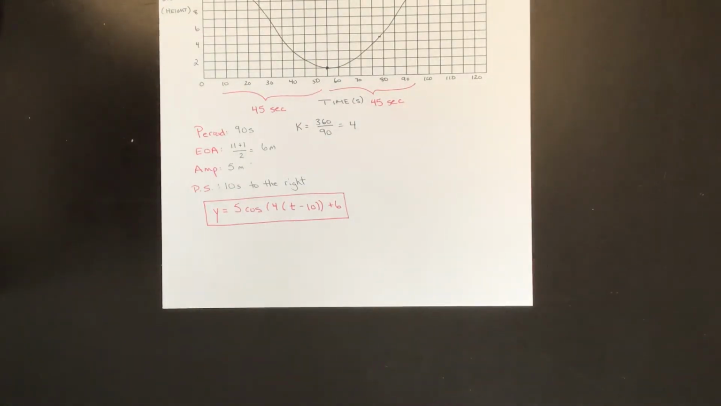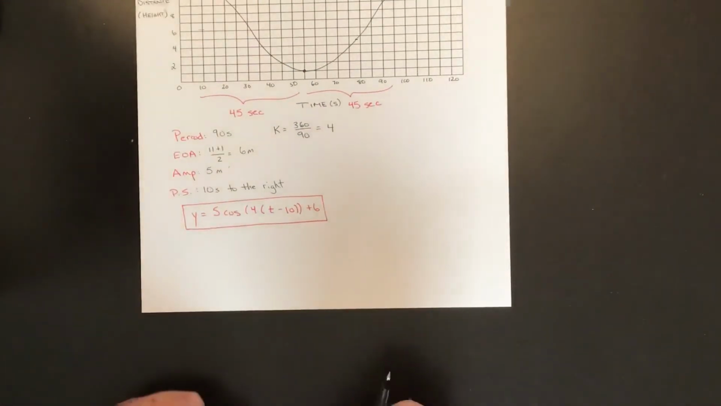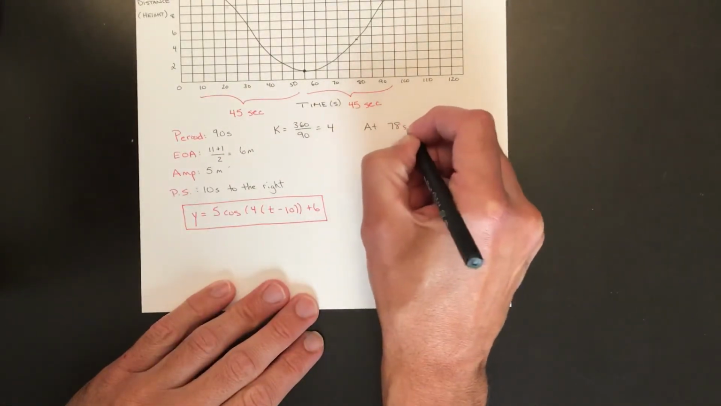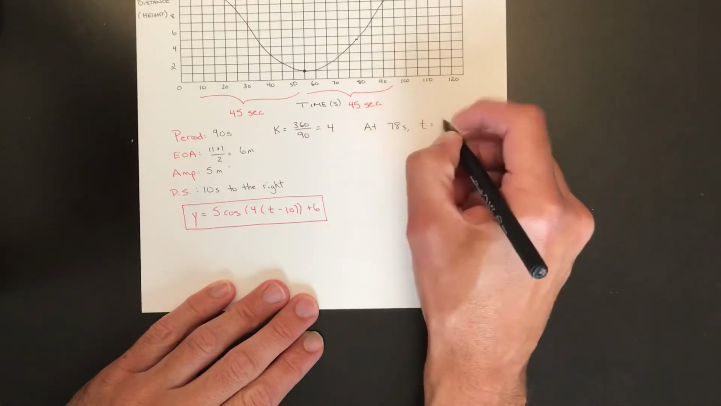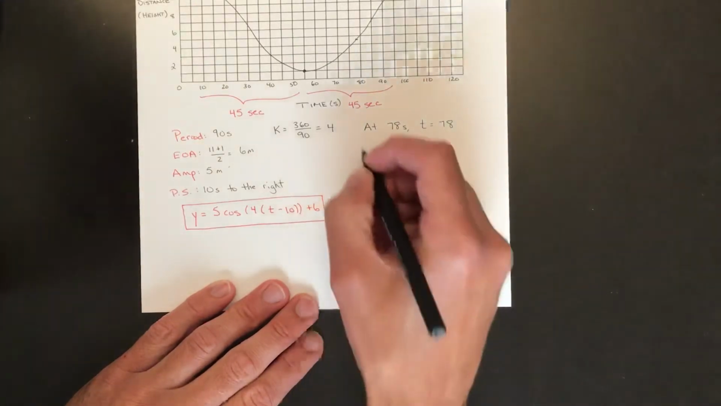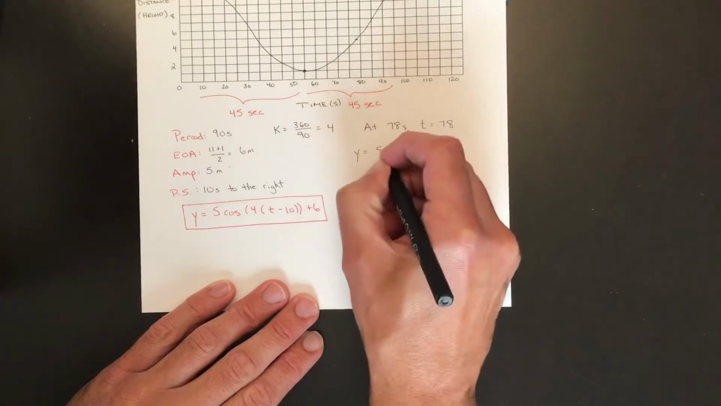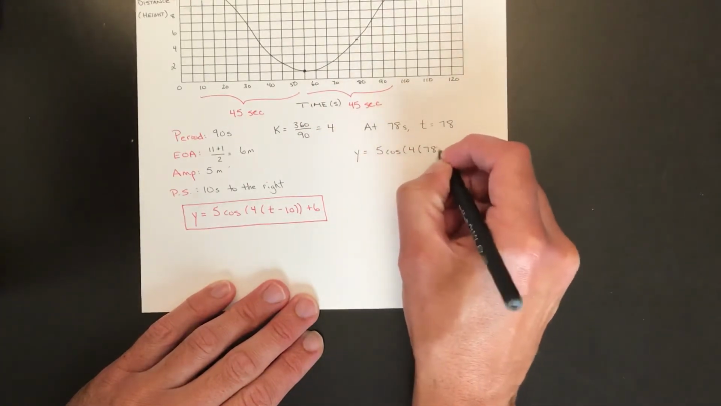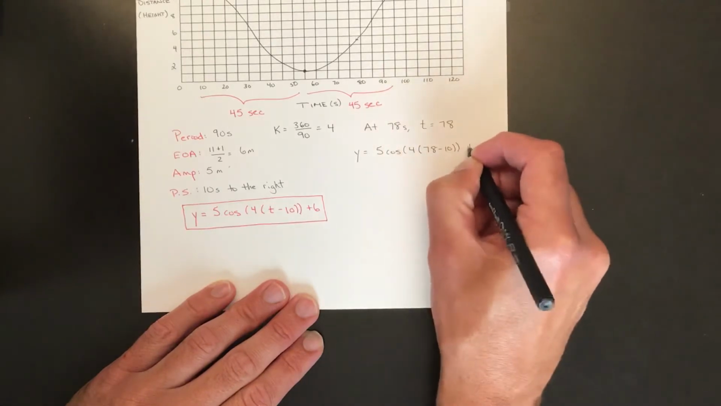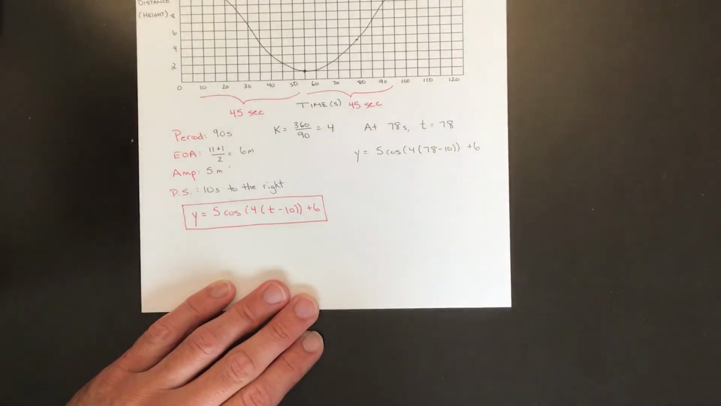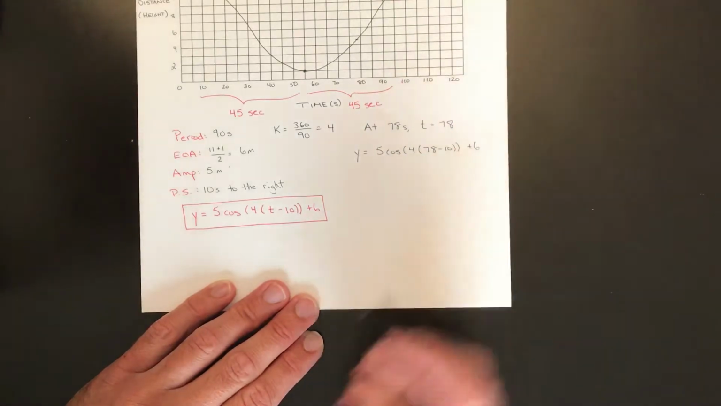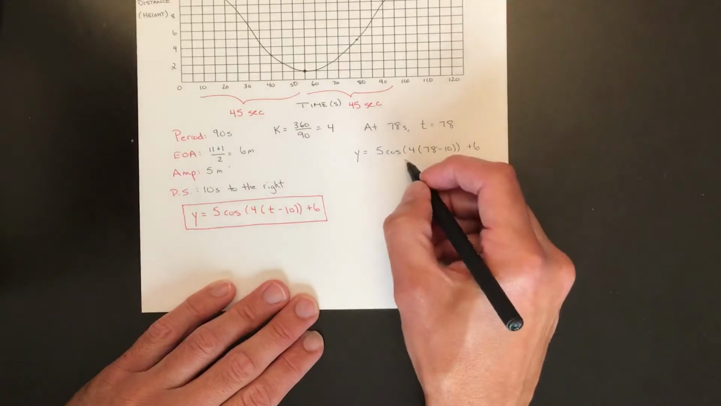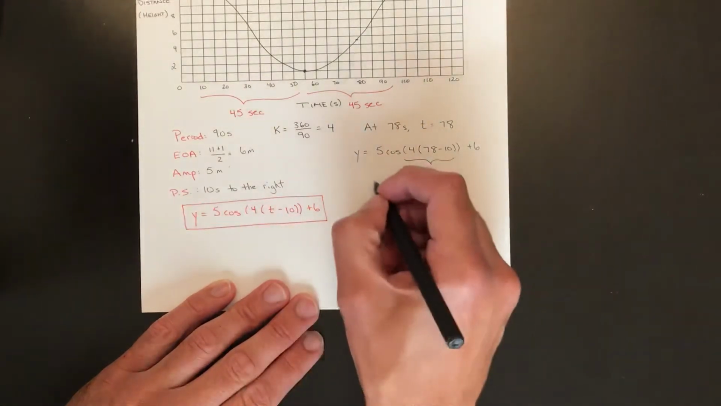Now that we have the equation, we can determine John's height at 78 seconds. So at 78 seconds, t equals 78. So y equals 5 cos 4, 78 minus 10, plus 6. Now you could type all that into your calculator in one shot, making sure you use your brackets properly, or we can just simplify this first.